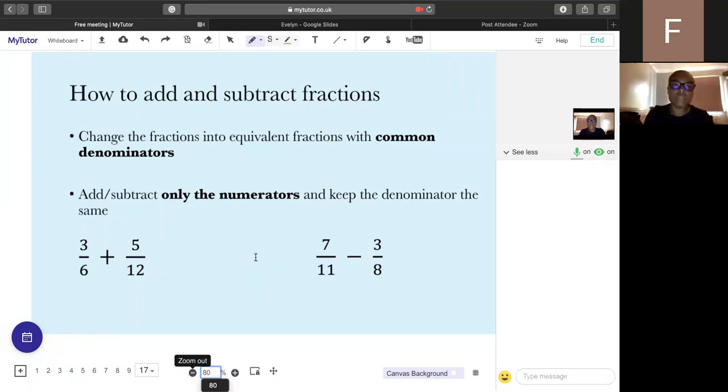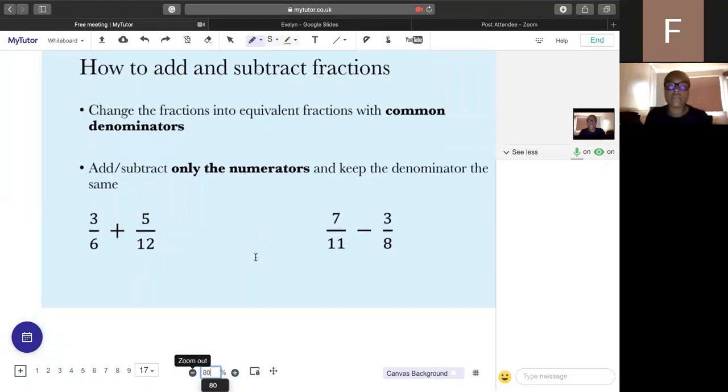So examples here, we've got 3/6 plus 5/12. Now I know that both of my denominators are factors of 12. So I can write 3/6 as something over 12. Now I would have to multiply 6 by 2. So I'm also going to multiply my 3 by 2. So I've got 6/12 plus 5/12. Now I'm just going to add only my numerators. So 6 plus 5 is 11. So my answer would be 11/12. And that's how we add fractions.